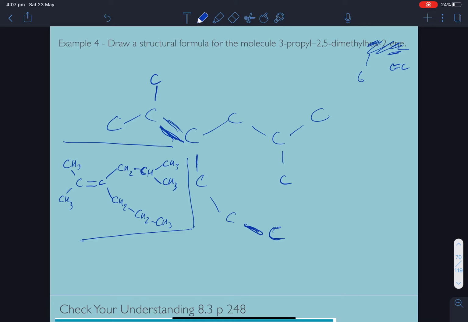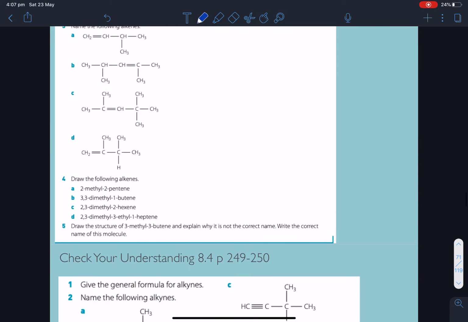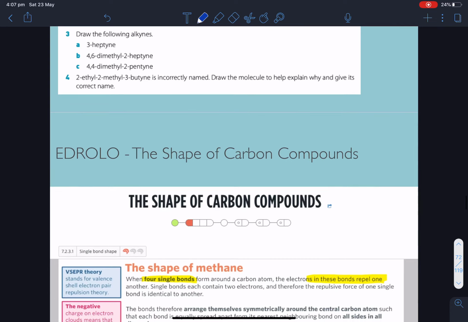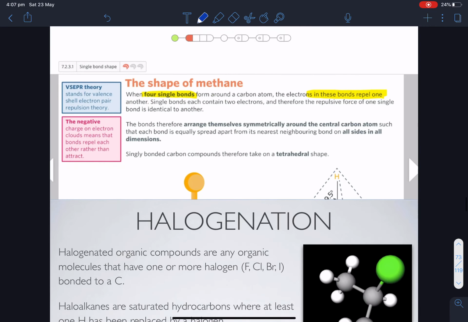So we've got that skeletal structure. And then that one across and 2 methyls. Alright, how did I do? Hopefully I did okay. There's a check your understanding there to do. And an end roller about the shapes.